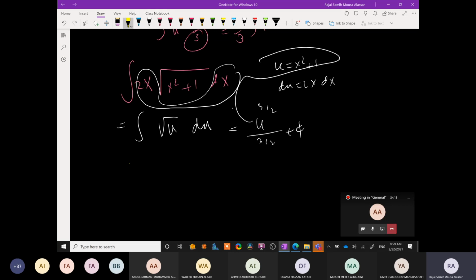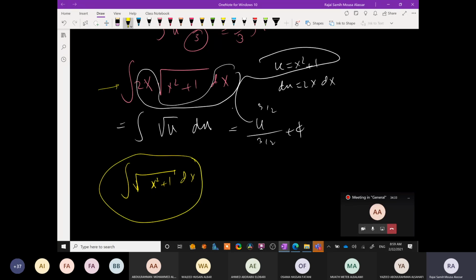But if you look at this integral, for example, the square root of x squared plus 1, you go ahead and take it home and then struggle with it. Next time it comes in, I don't know how to do that. See, this is not an easy integral. This was much easier.